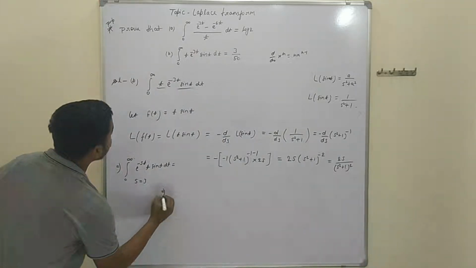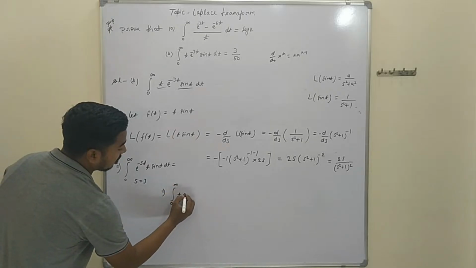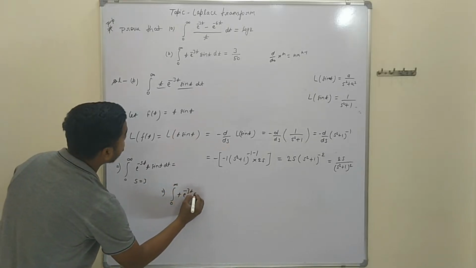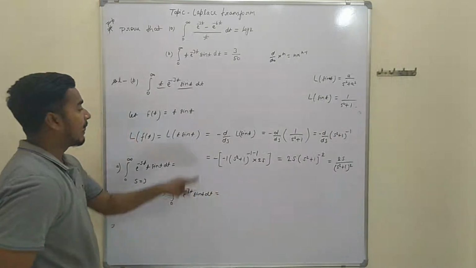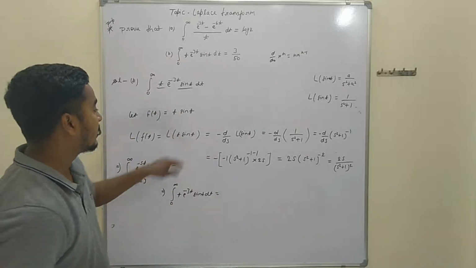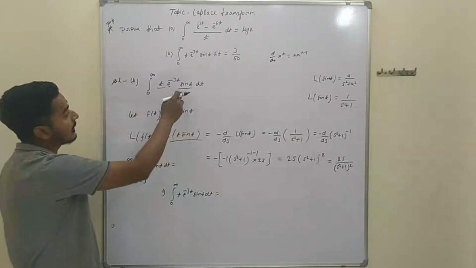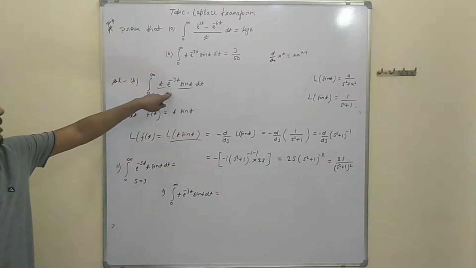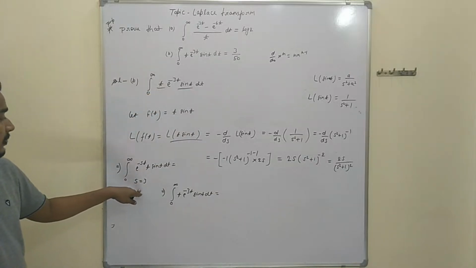This is equal to the integral, limit 0 to infinity, of t into e to the power of minus 3t into sin t dt. Here we have to find the value of Laplace of t into sin t, and the remaining is e to the power of minus 3t. Comparing the above result, from here we get s equal to 3.